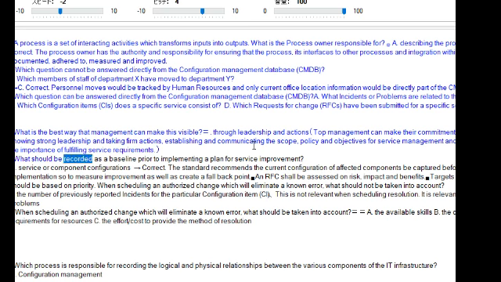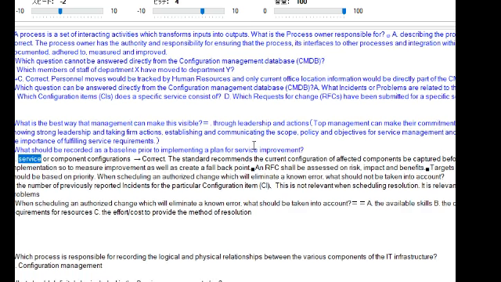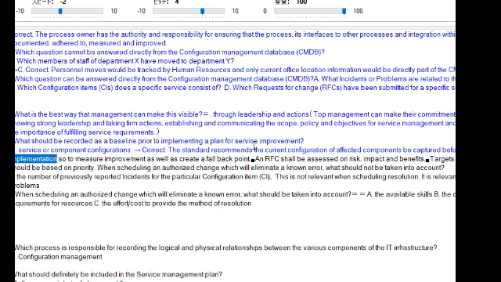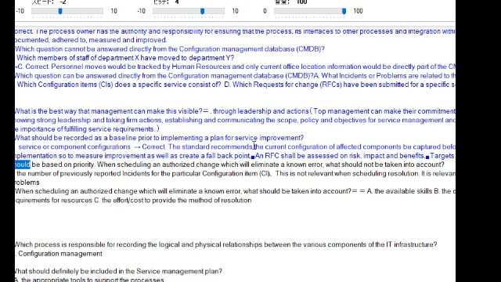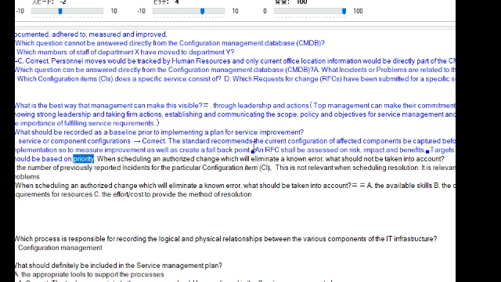What should be recorded as a baseline prior to implementing a plan for service improvement? Service or component configurations. Correct. The standard recommends the current configuration of affected components be captured before implementation so as to measure improvement as well as create a fallback point. An RFC shall be assessed on risk, impact, and benefits. Targets for resolution should be based on priority.